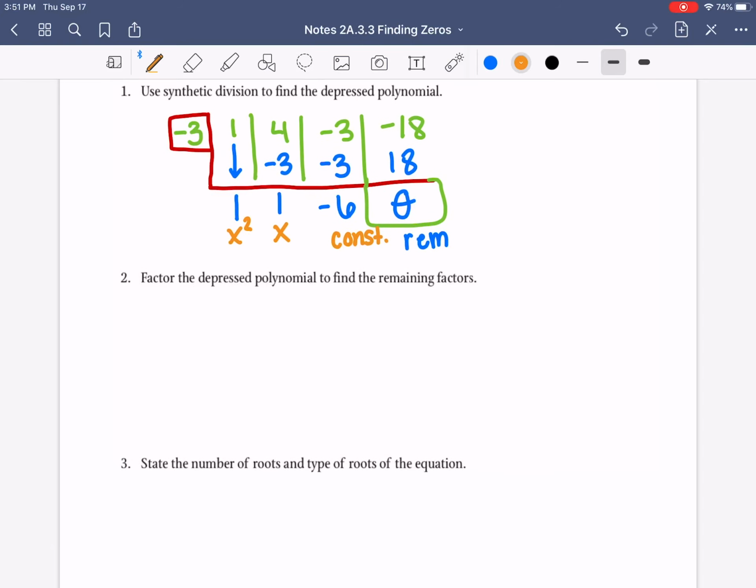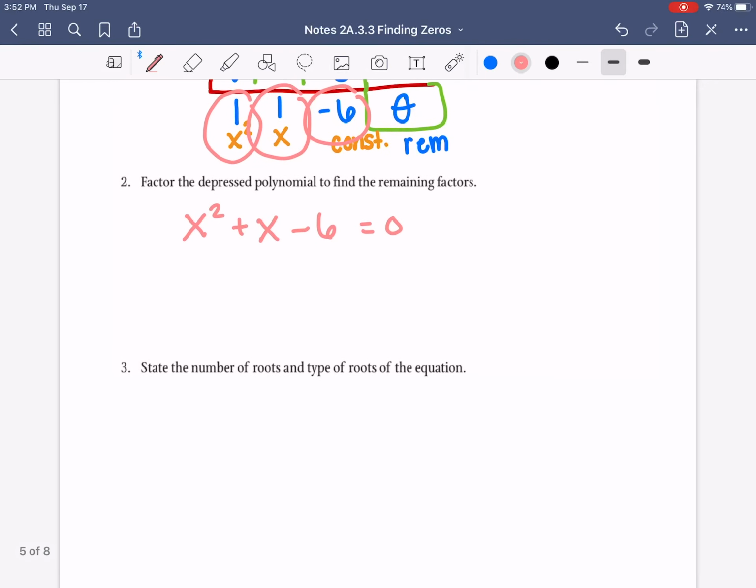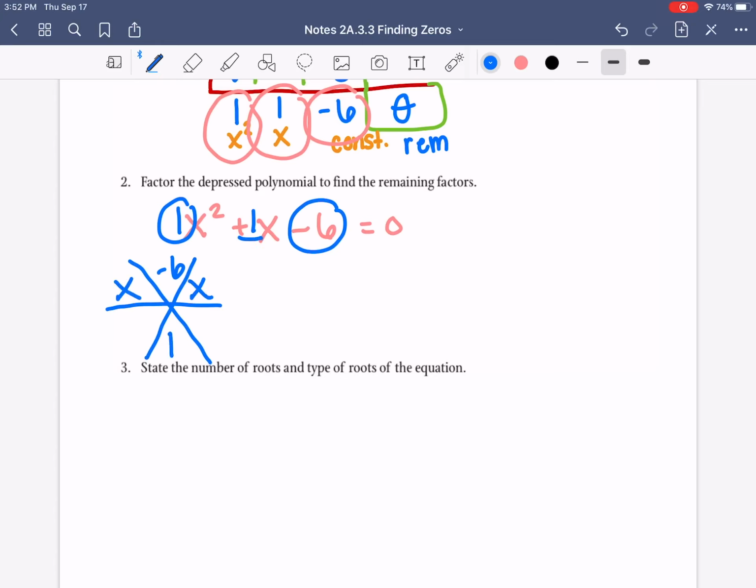Okay, so our depressed polynomial is 1x squared, so x squared, plus 1x minus 6, and then it's equal to 0 because the original problem is equal to 0. And we're just going to solve this by factoring. So we're going to use Snowflake. This is the easy Snowflake because your a value is just 1. 1 times -6 is -6. B goes on the bottom, that's the number 1. And then it's just x and x because there's no a value. So what number multiplies to -6 but adds to 1?